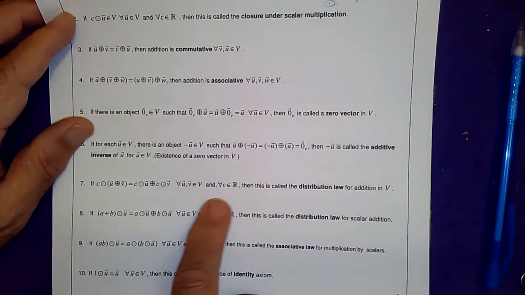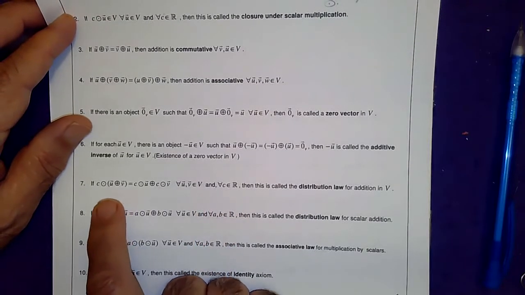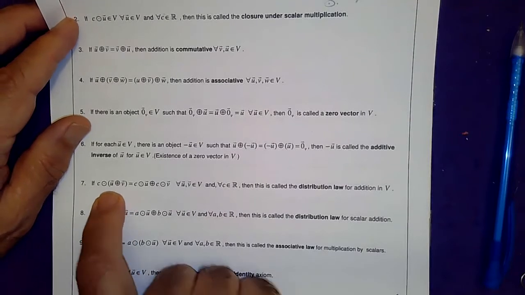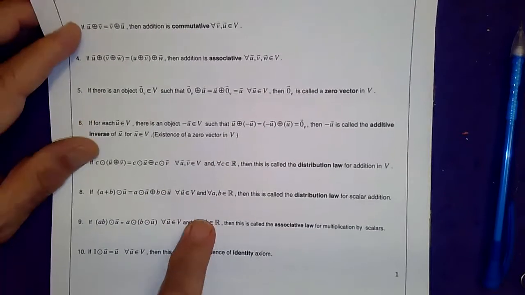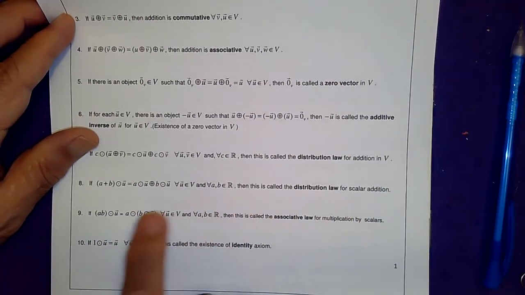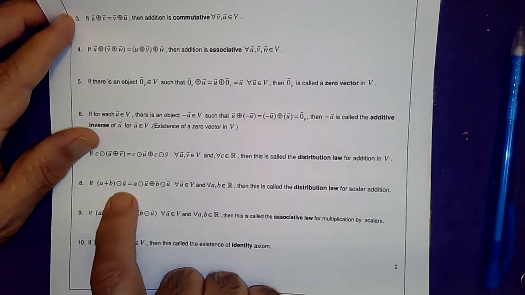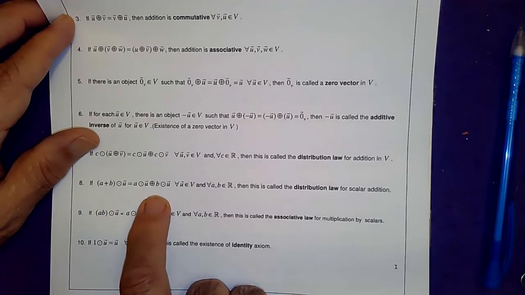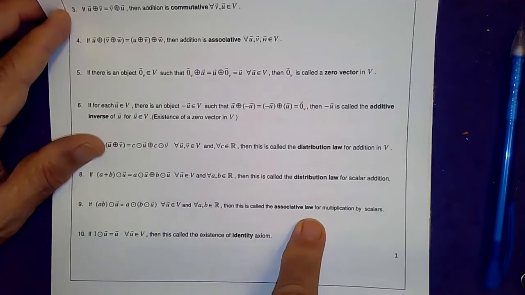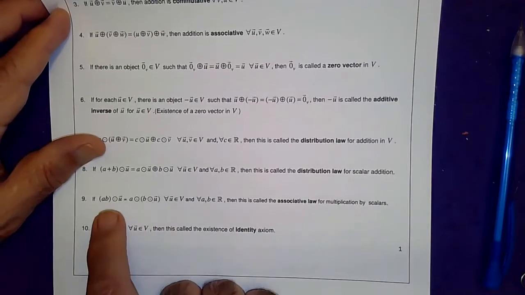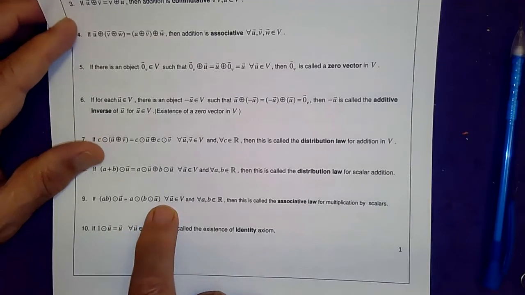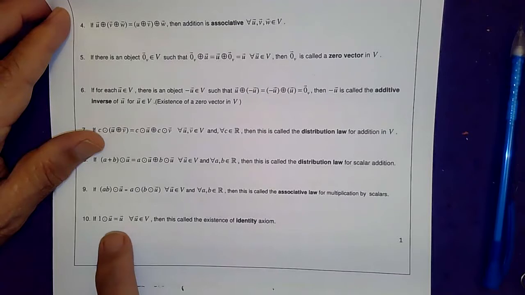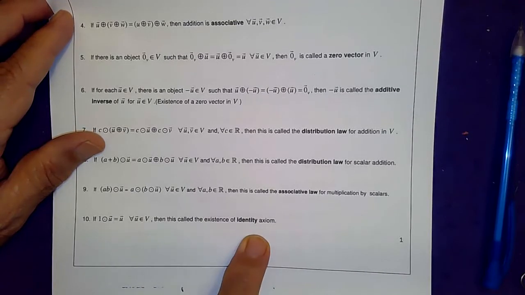Then we have the distribution law of addition. This is like if you distribute or multiply a scalar by the sum of the two elements, you get this, just like algebra classes. Distribution law for scalar addition: a and b are scalars, you multiply by u, so you get a times u plus b times u. Associativity law for multiplication by scalars: ab times u, you can write this as a times b times u. And finally, 1 times any element is the element itself, and this is called the identity axiom.